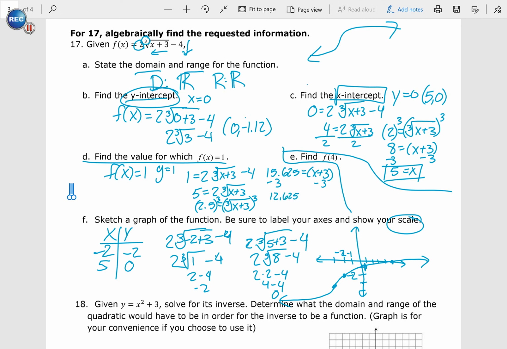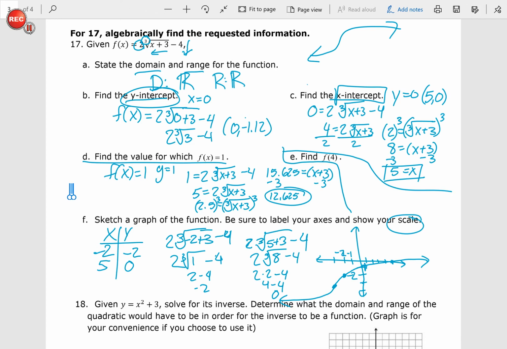And as an ordered pair, or you can just rewrite it as, well, you can write it as an ordered pair, really. That would just be 12. It just asks for find the value. So your answer would just specifically be 12.625.